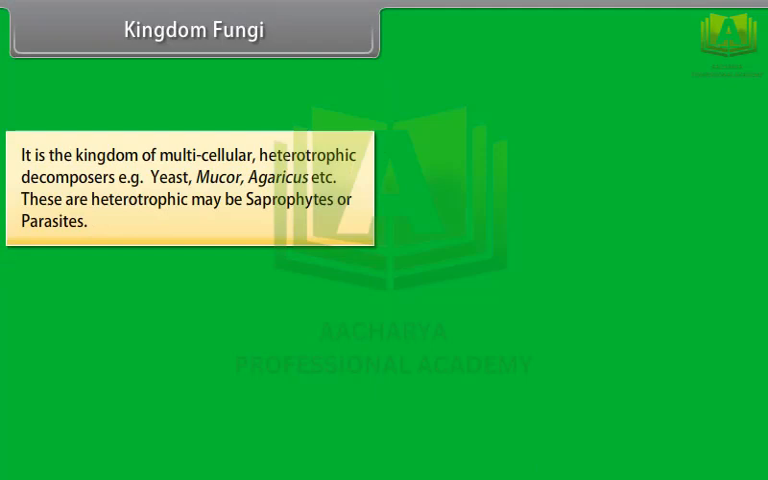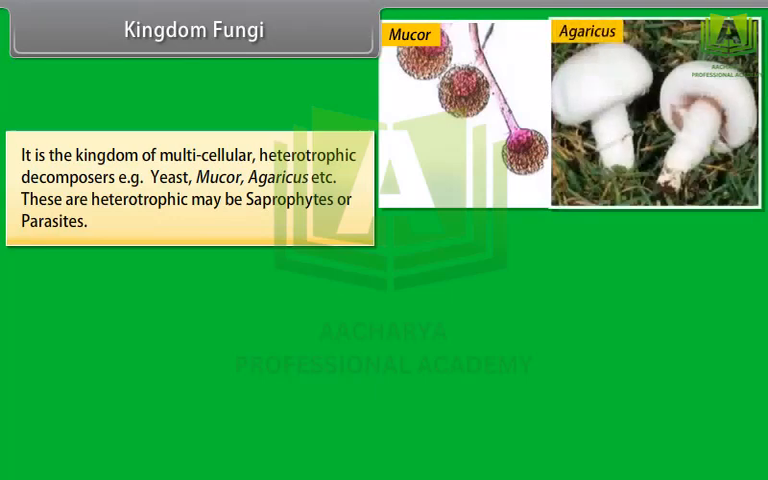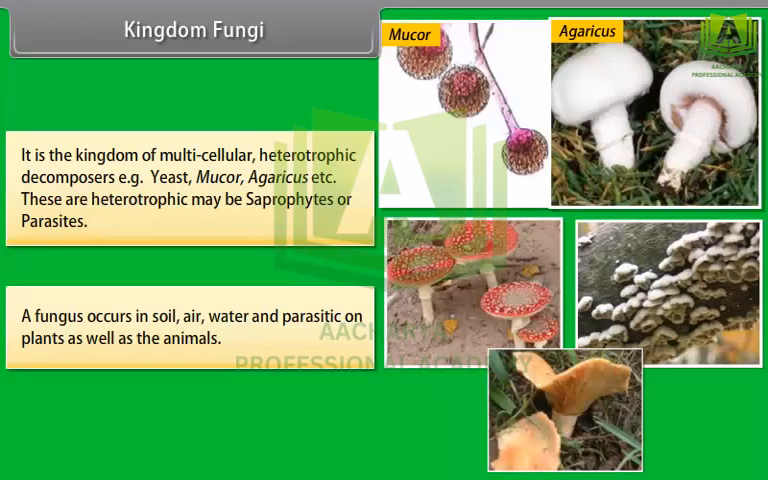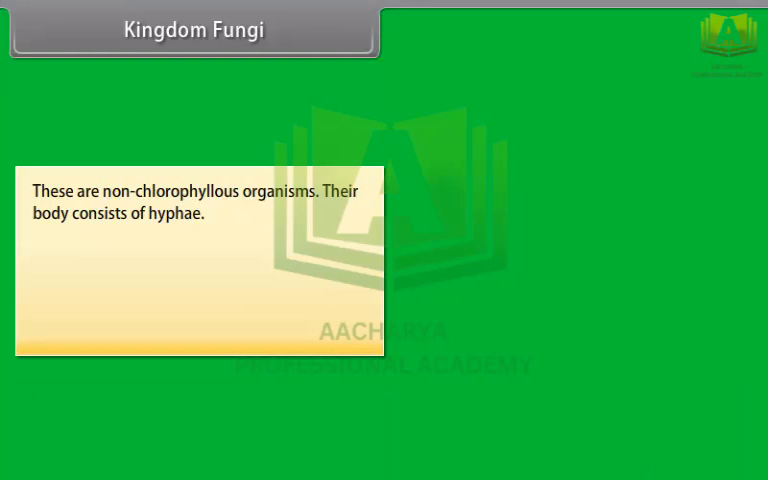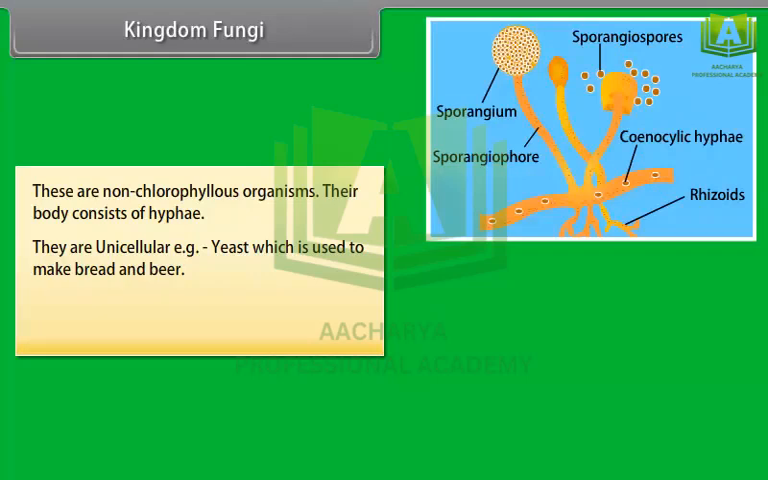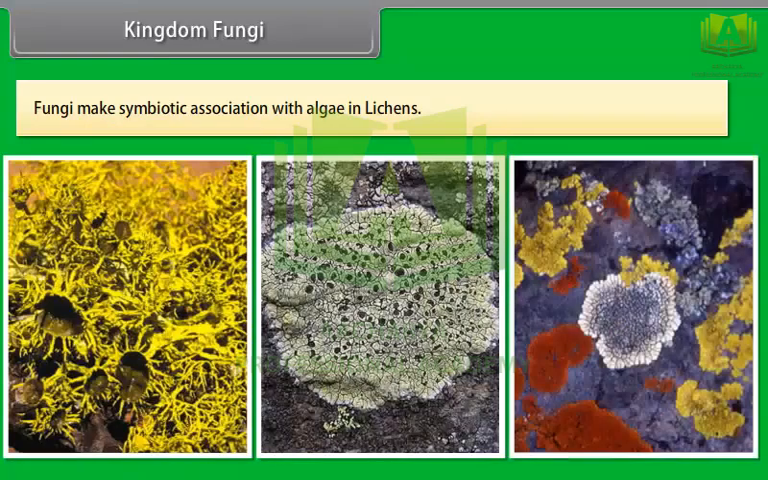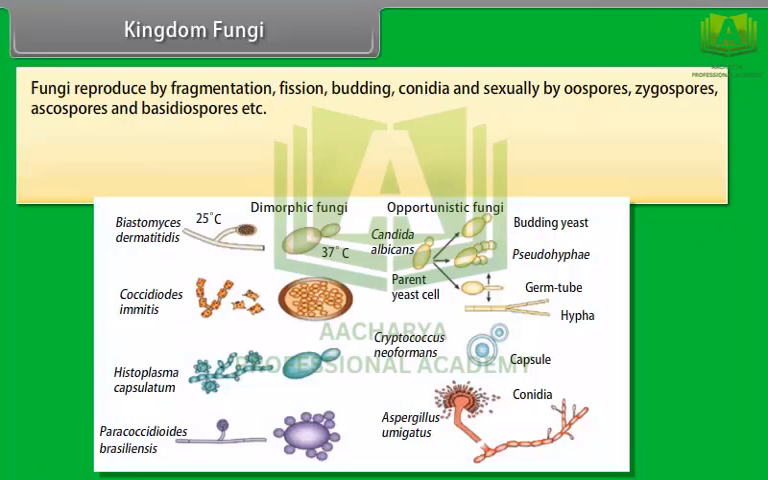Kingdom Fungi. It is the kingdom of multicellular heterotrophic decomposers, for example, yeast, Mucor, Agaricus, etc. These heterotrophs may be saprophytes or parasites. Fungi occur in soil, air, water, and are parasitic on plants as well as animals. These are non-chlorophyllous organisms. Their body consists of hyphae. Some are unicellular, for example, yeast, which is used to make bread and beer. The cell wall of fungi consists of chitin and polysaccharides. Fungi make symbiotic associations with algae in lichens. Fungi reproduce by fragmentation, fission, budding, conidia, and sexually by oospores, zygospores, ascospores, and basidiospores, etc.